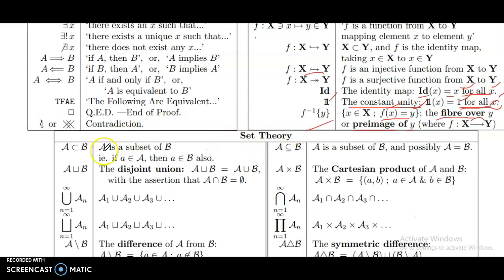Set theory. A is a subset of B if every small a in capital A is also an element of B, so a is available in both A and B. Then the disjoint union of A and B: the union symbol with the assertion that the intersection of A and B is empty, that is zero.